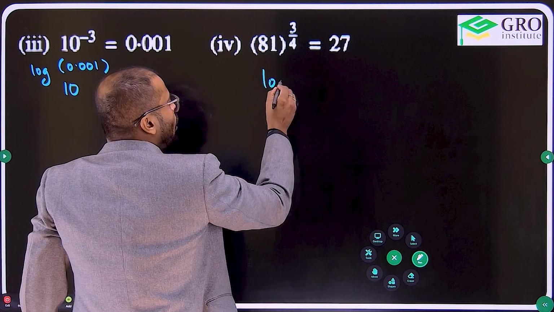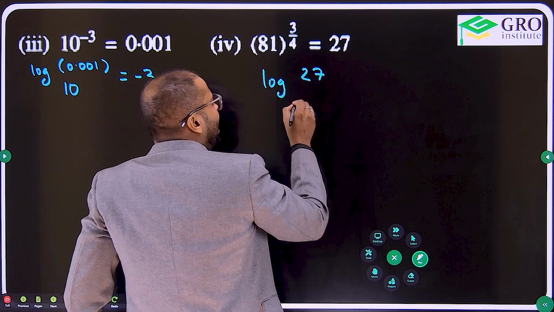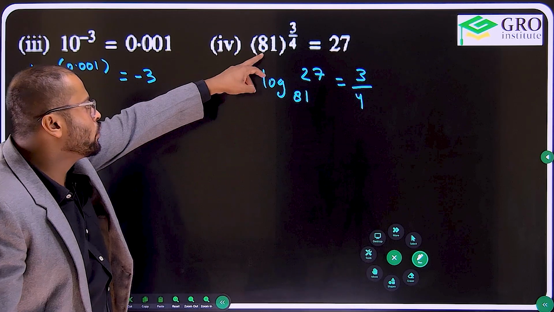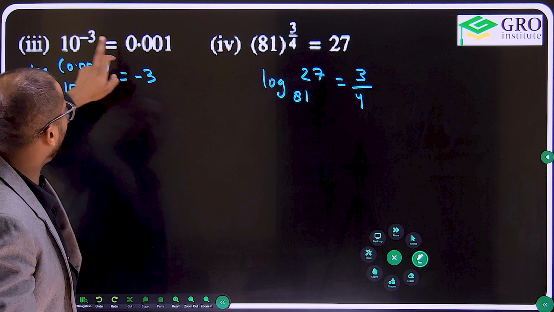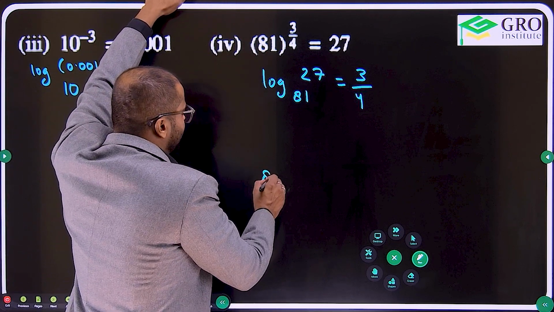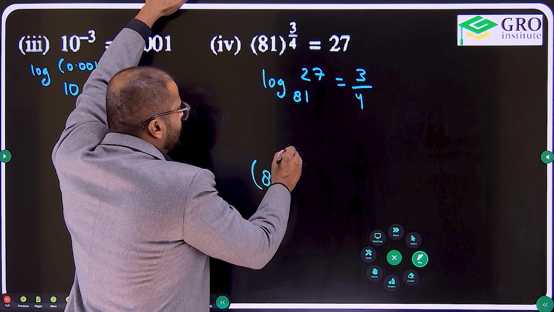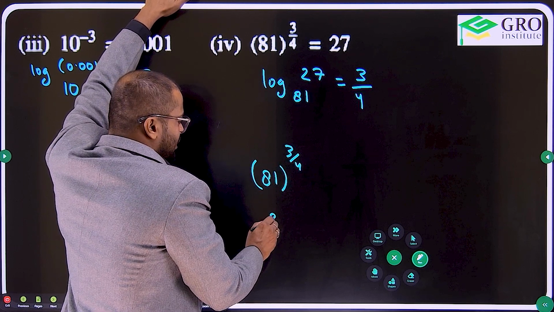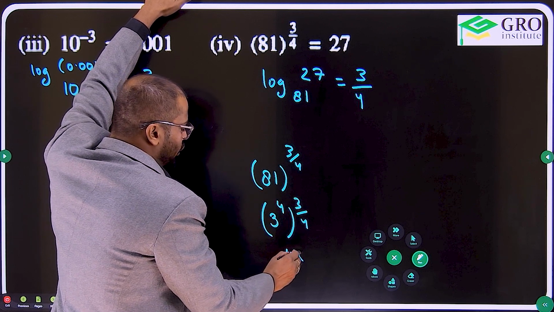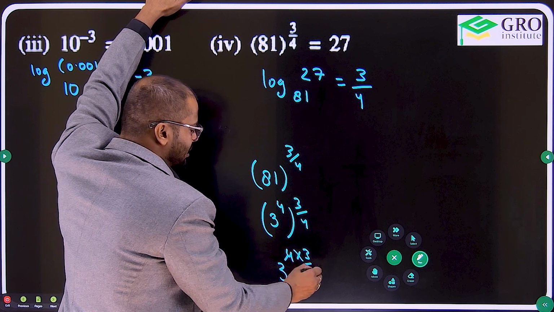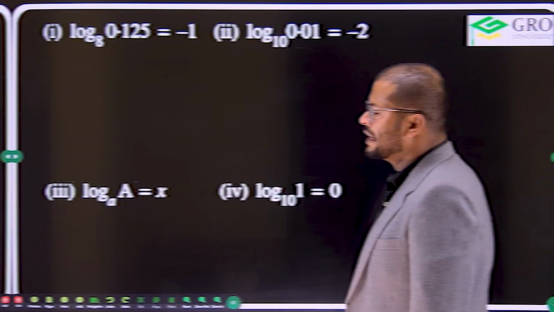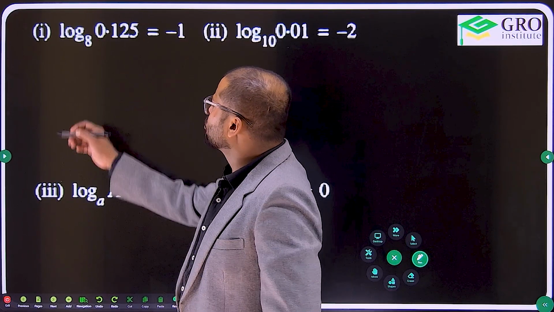Same way, log of 27 having base 81 gives you 3 by 4, right? I hope you know very well how to solve these. This is 81. So how to solve 81 to the power 3 by 4? 81 is basically 3 to the power 4 into 3 by 4. So 3 to the power 4 into 3 by 4, 4 cancelled, 3 to the power 3 is 27, right? Just for information. Same way, we can convert this also.